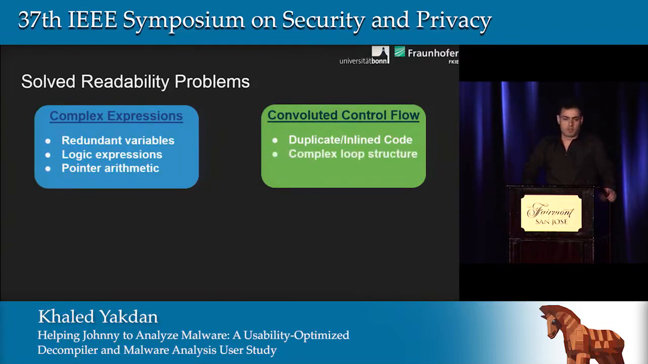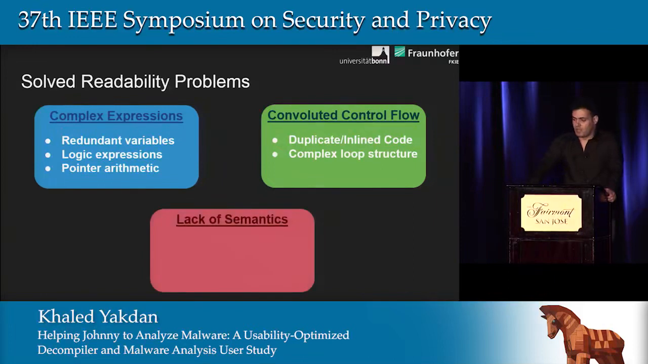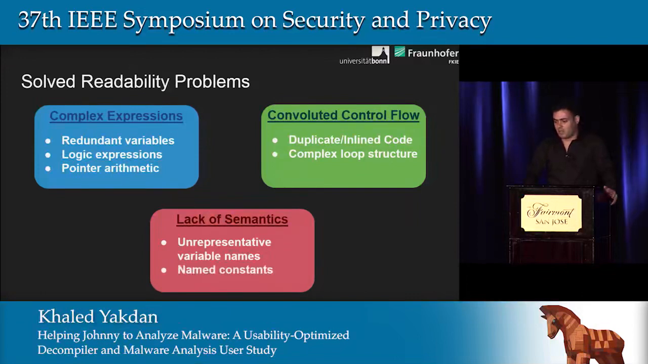We also found some complex loop structures that result from compiler optimizations, and we reversed that. The third category of problems was that decompiled code often lacks high-level semantics, such as variable names. This information is simply lost during compilation, and we developed several techniques to give representative names to the variables based on the context in which they are used. We did the same for named constants.